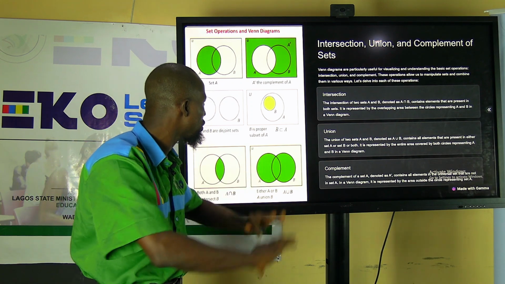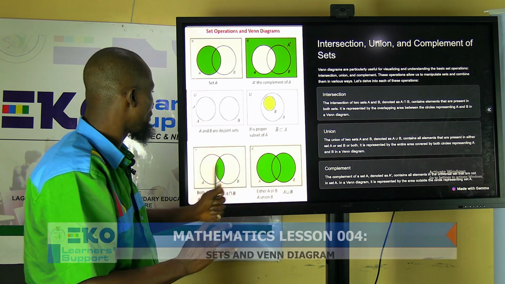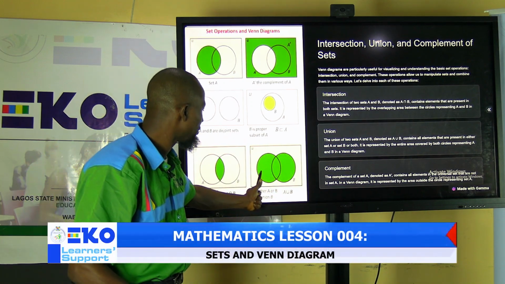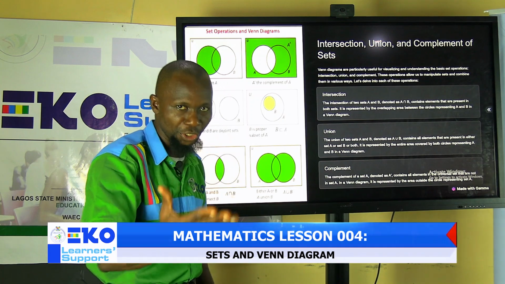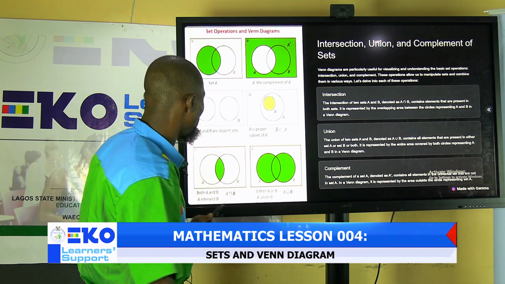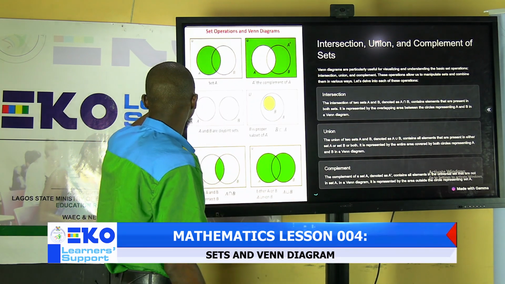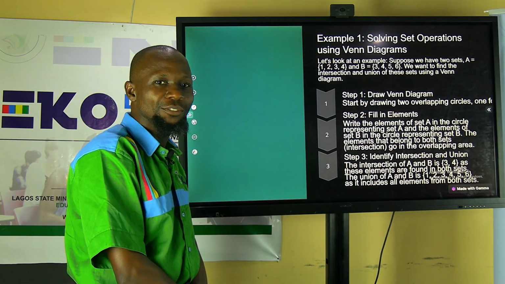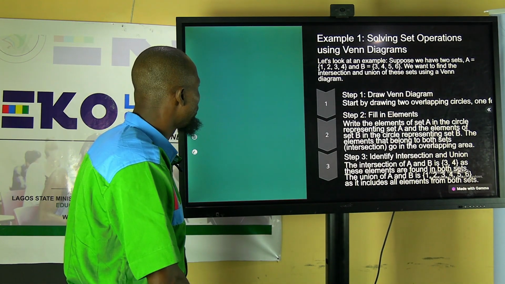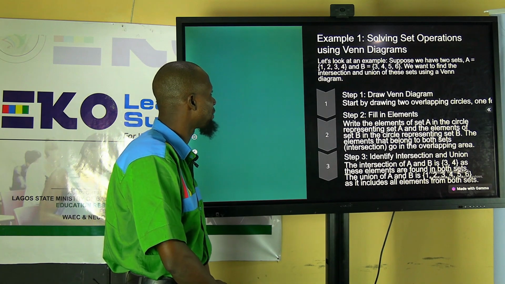A union B, which is all the area that contains regions of A or B, either A or B. So that's another. Okay. Now let's see how we can draw a Venn diagram.